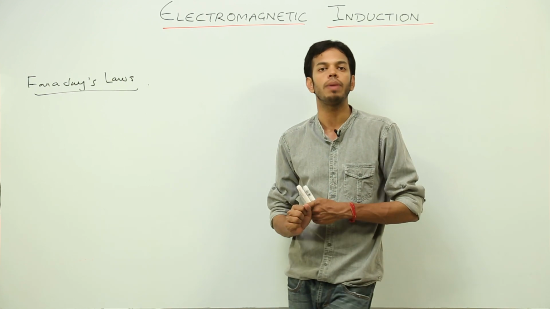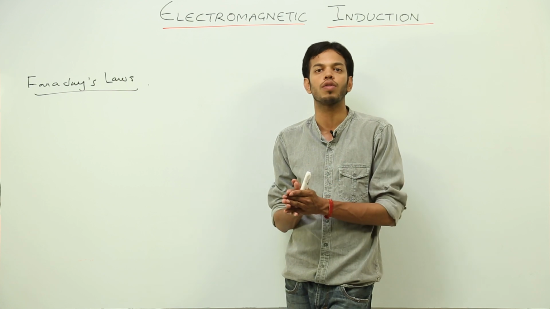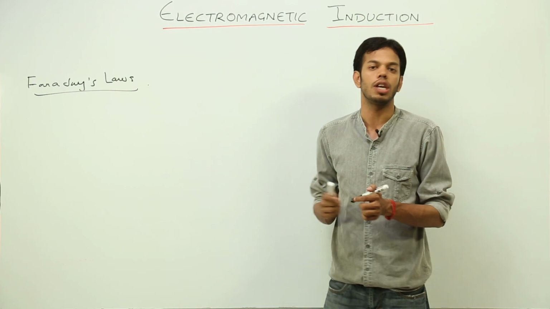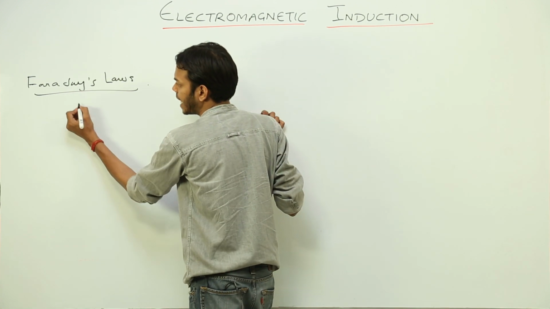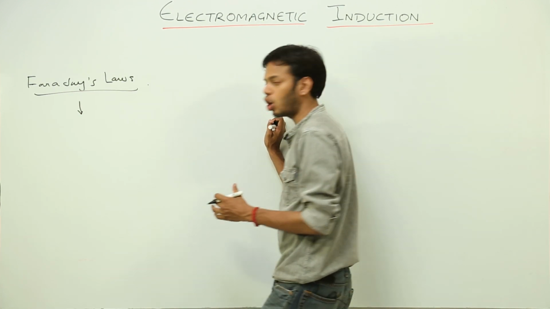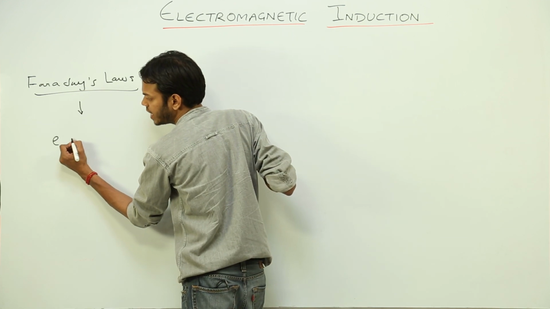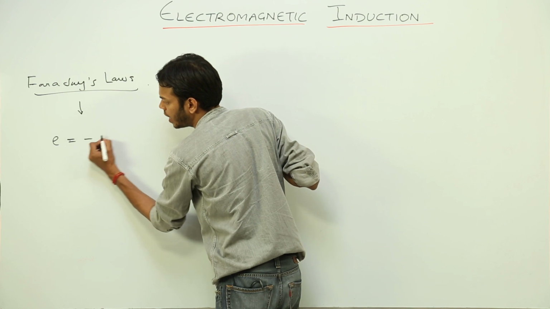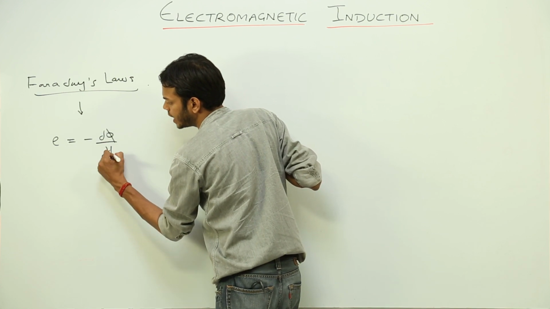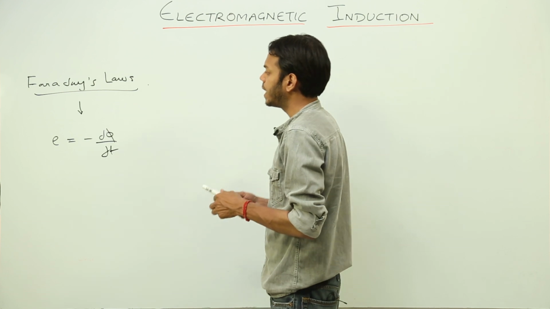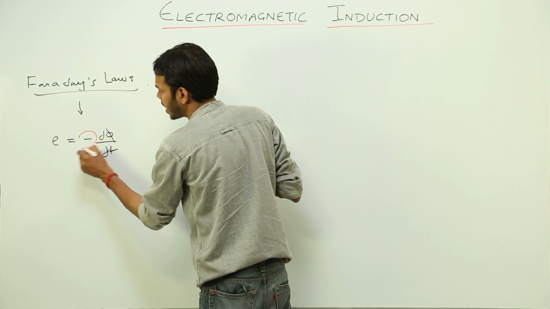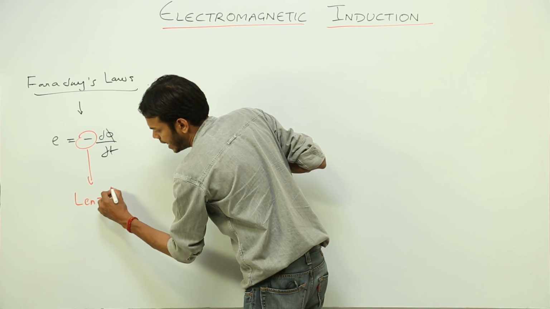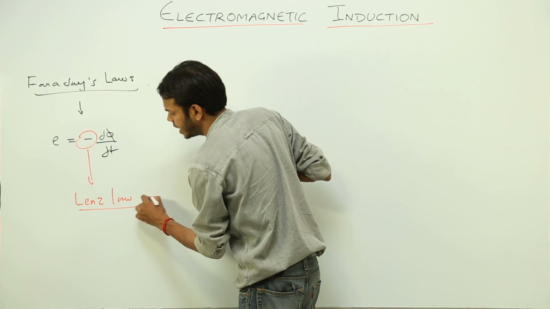We also discussed magnetic flux, which is magnetic field into area of cross section. The third thing was the magnitude of induced EMF. We derived an expression for that, the mathematical form of Faraday's law: induced EMF is directly proportional to the rate of change of flux, through which we devised this formula, minus d phi over dt. Now in this formula, this negative sign was given by Lenz's law. So we'll start this lecture from Lenz.